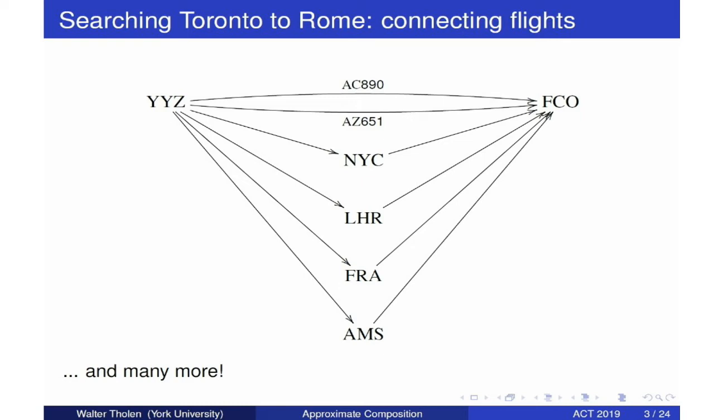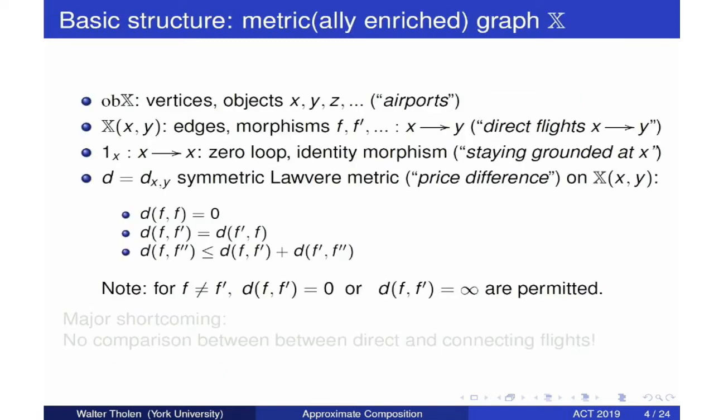Direct comparison. It gets much more complicated to factor in these connecting flights because there are additional factors beyond price, like the possibility of missing the connection, you or your luggage, or other inconveniences, overall time of travel, and so on, which is not really captured by a simple metric structure, right? So the thing that I want to talk about is a little bit more than a graph.